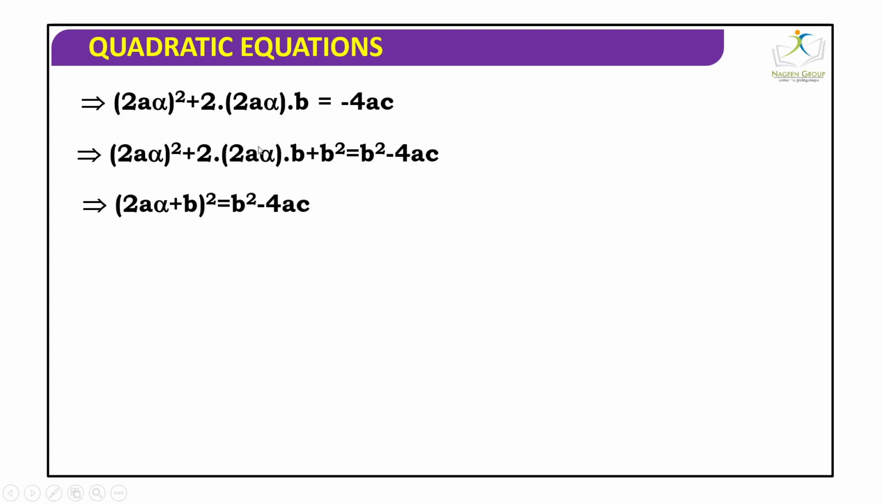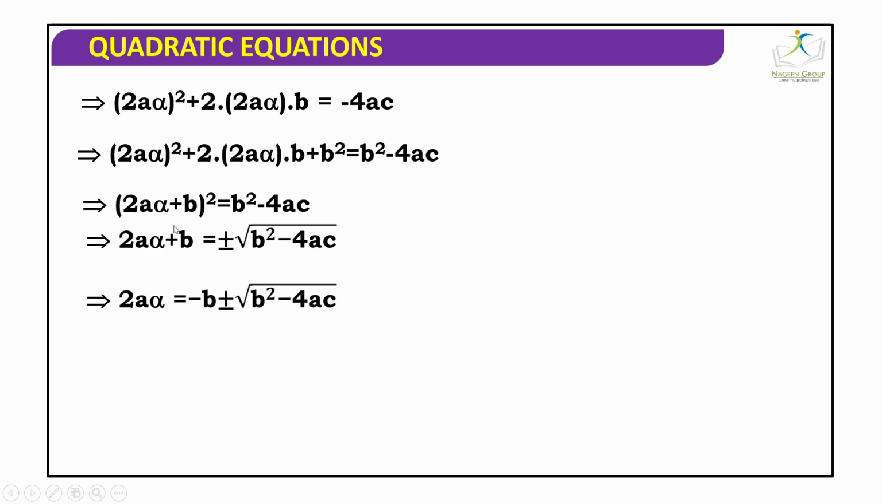Now this will be complete: it is a plus b whole square, meaning 2a alpha plus b whole square equals b square minus 4ac. Now this 2a alpha plus b equals, taking the square to the other side, plus minus under root of b square minus 4ac. From here, 2a alpha equals minus b plus minus under root of b square minus 4ac. Same here we can find alpha, which equals minus b plus minus under root of b square minus 4ac divided by 2a. So this is the root. We said what will alpha be? It will be the root. And if alpha is the root, what value did we find out for it?